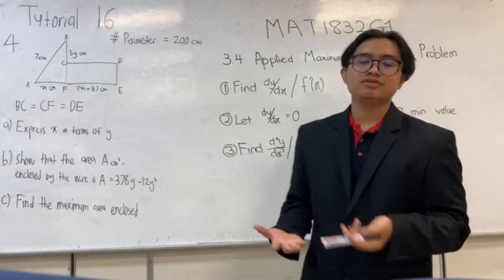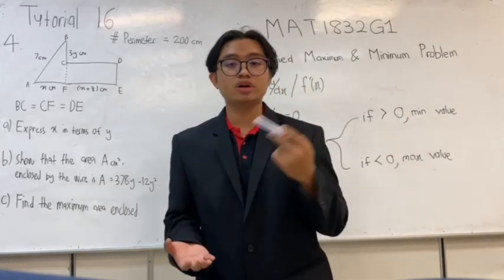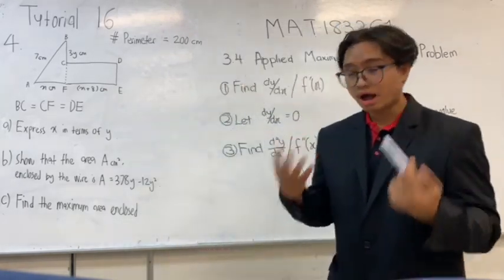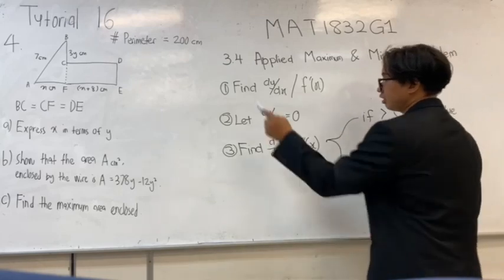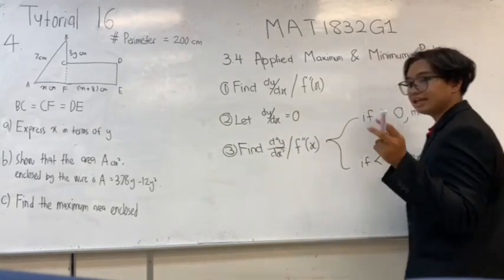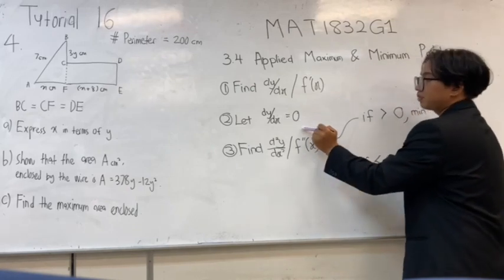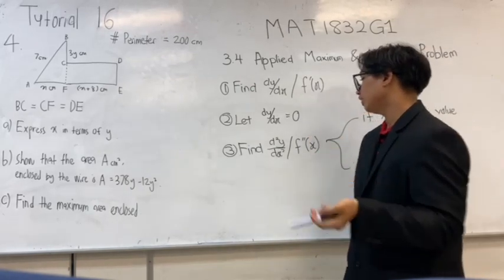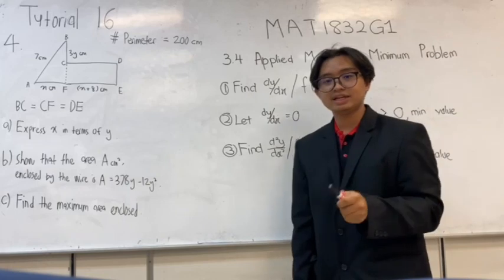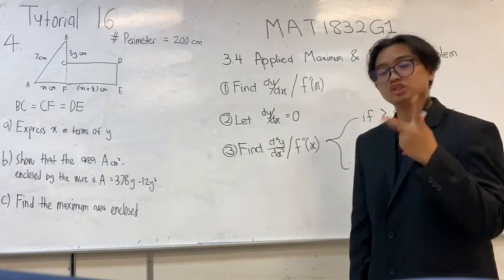When do we use this? We use this when we're trying to search for the maximum or the minimum value of a variable. How do we apply it? First, we find the first derivative. Second, we let the first derivative equal 0. And the final part, we find the second derivative. From the second derivative, we get two possible outcomes.